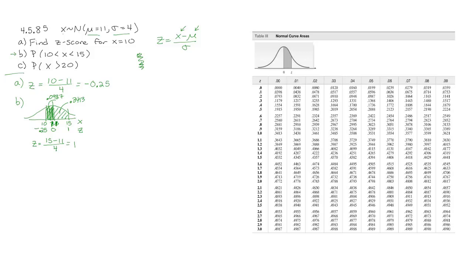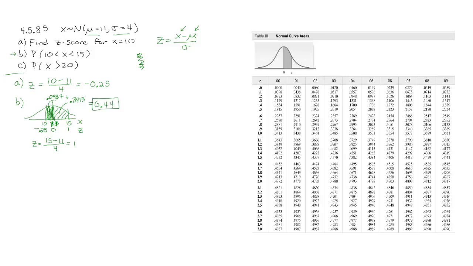So the idea is we want to find the probability that x is between 10 and 15. Well, that's going to be the probability that x is between 10 and 11, plus the probability that x is between 11 and 15. So let's add these two together. Let me take out a calculator. So we have 0.0987 plus 0.3413, and I get 0.44. So that's our probability.